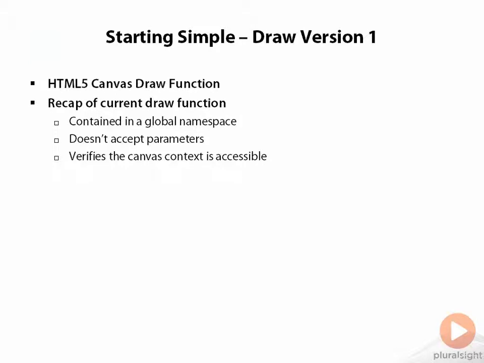This first version of our function is contained in the global scope, but in our own namespace. It currently doesn't accept parameters, though we've already identified a need for some variables, if only to make the fillRect and strokeRect method calls more readable. It doesn't do much error checking, but it at least verifies the canvas context is available before trying to make use of it. We're ready to publish our work to the web and await accolades from the boss.